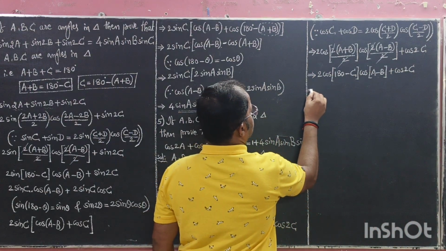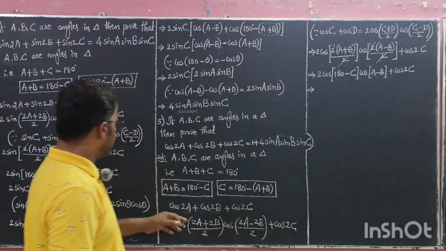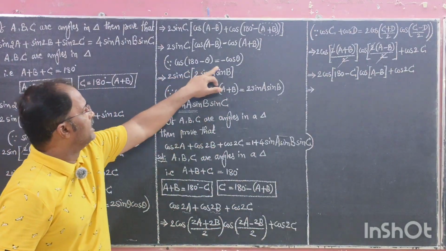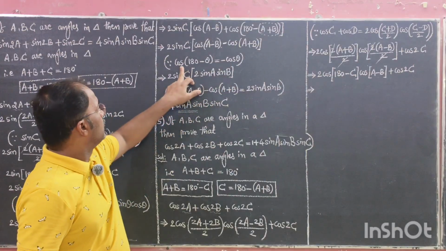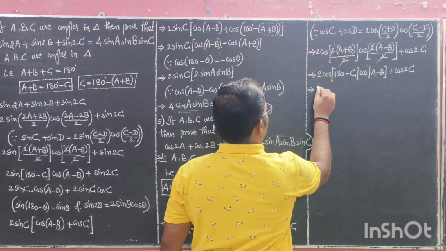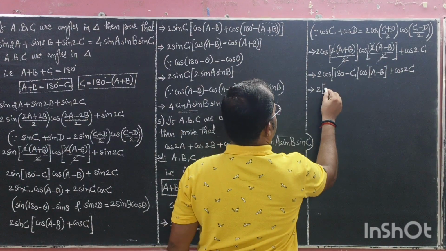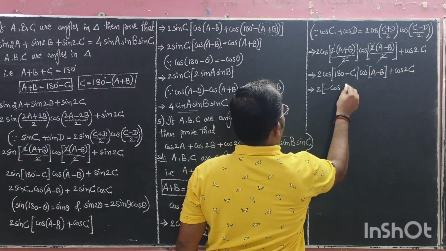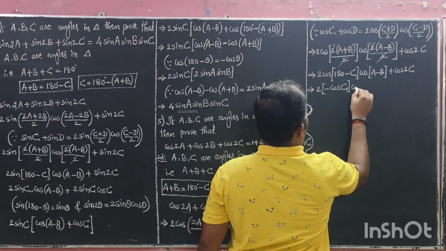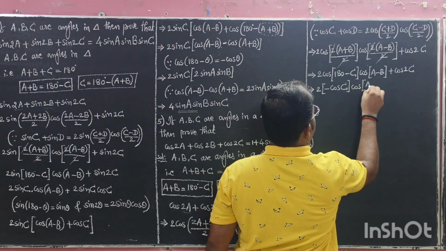Next, see cos of 180 minus theta. Already we have the formula: cos of 180 minus theta is minus cos theta. So 2 into this one is minus cos theta, which means minus cos C. And next, cos of A minus B again as it is.